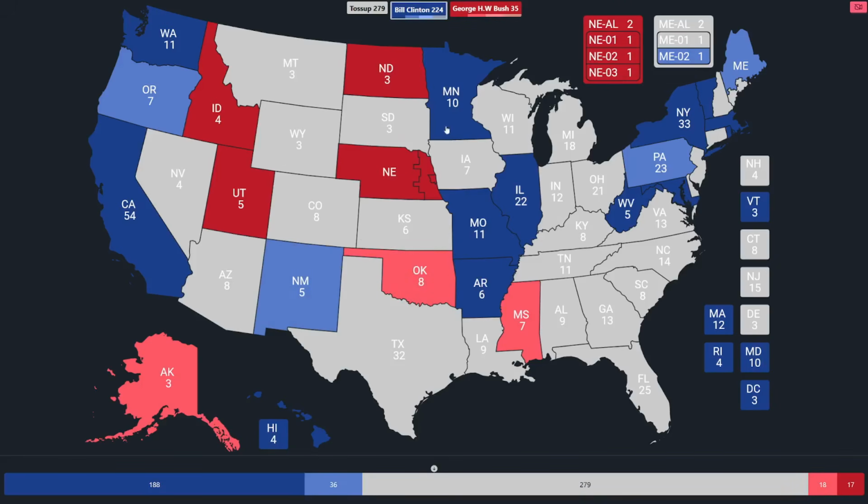Another fraction under that, we've got Maine at large for Clinton. Staying in the Northeast for Clinton, it's Delaware. Then we'll plug in the last district in Maine. That's the 1st. Then let's do one for Bush.